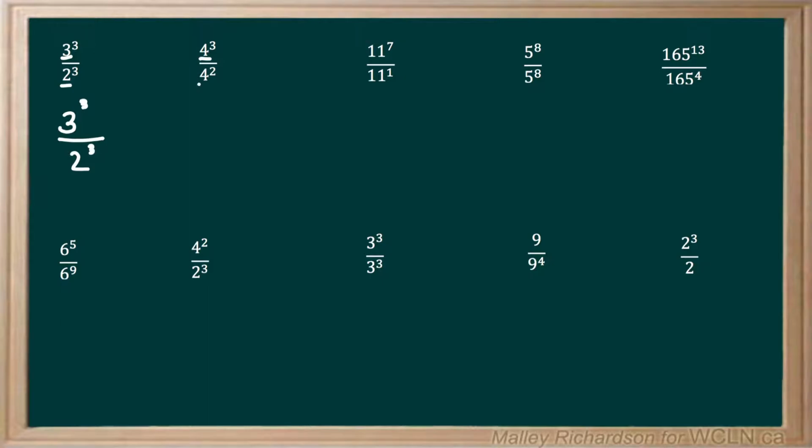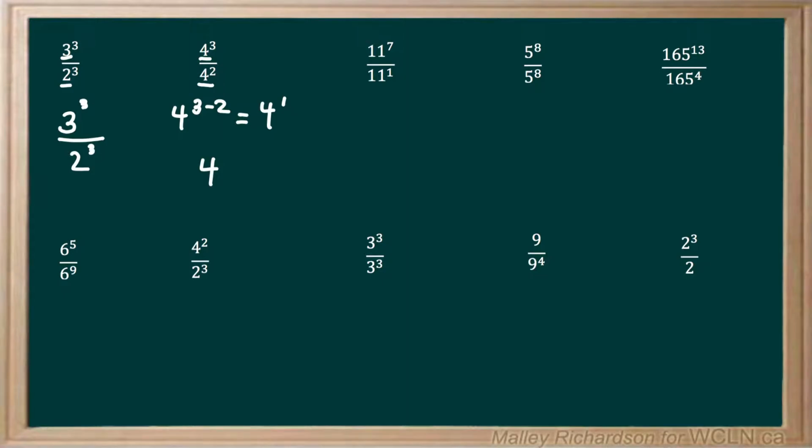Now we have 4 to the power of 3 over 4 to the power of 2. The numerator and the denominator have the same base of 4, so we can subtract the exponents. So we have 4 to the power of 3 minus 2 to give us 4 to the power of 1. Well, anything raised to the power of 1 is itself, so our final answer is 4.